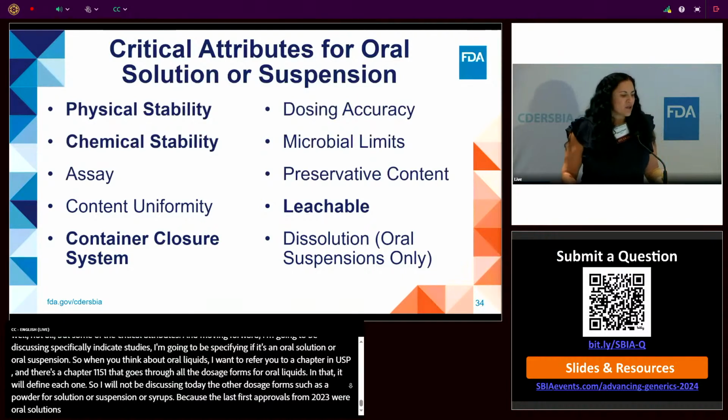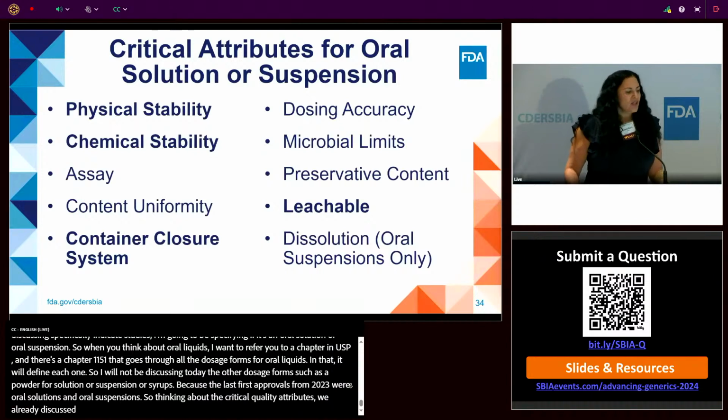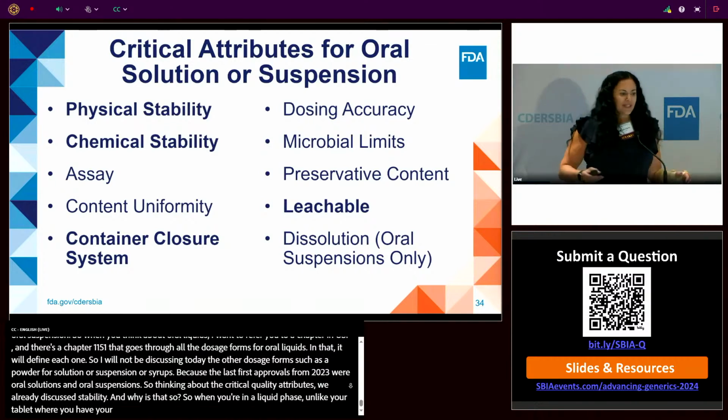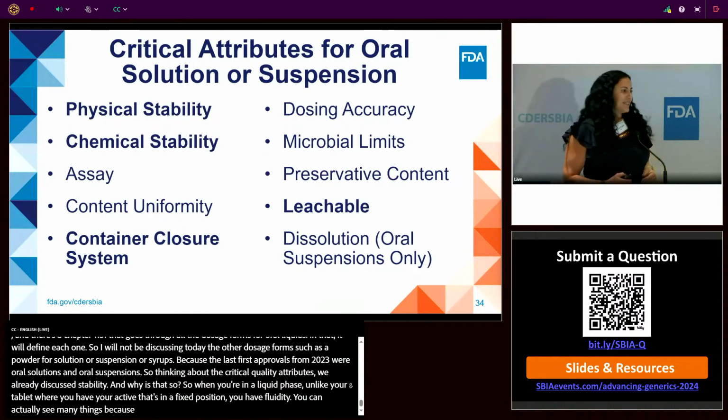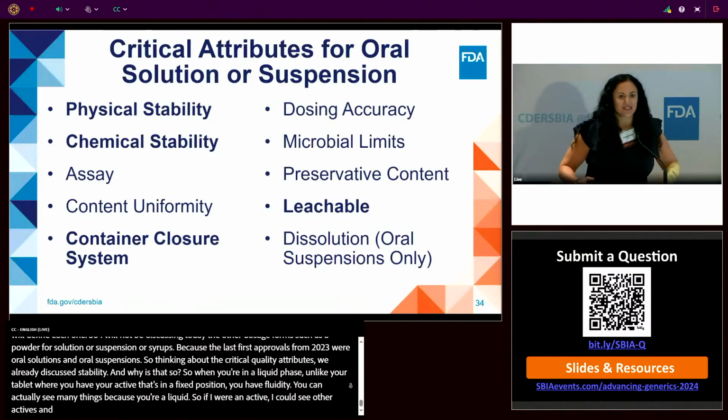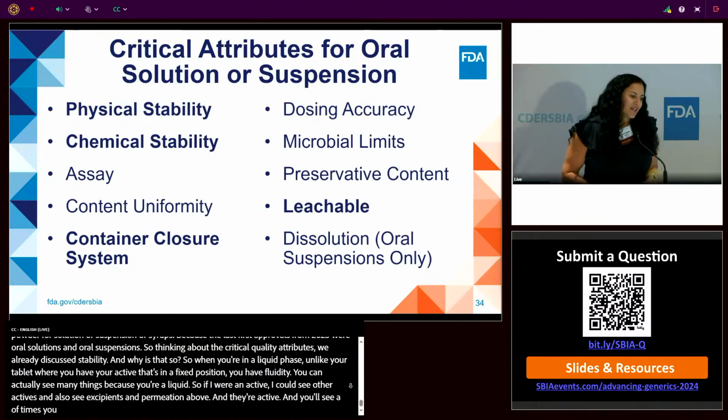So in thinking about the critical quality attributes, we already discussed stability. And why is that so? When you're in a liquid phase, unlike your tablet where you have your active in a fixed position, you have fluidity. If I were an active, I could see other actives. I can also see other excipients. I could see solvent and all the permeations above. Because of that, they are more reactive. And a lot of times, you will see that you have to have different storage conditions. They might have shorter shelf lives, and they might have some instability.